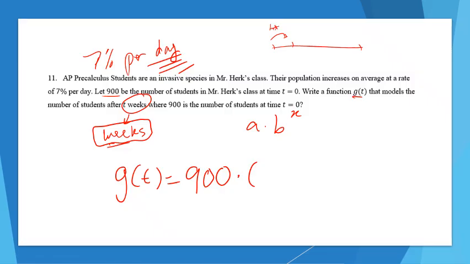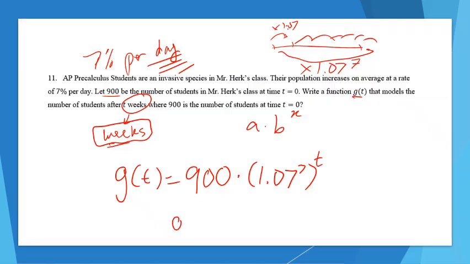So let me do that here. Each day we multiply by 1.07, and you're doing that 7 times over the course of a week. So then over the course of 1 week, you're basically multiplying it by 1.07 to the power of 7. So that is going to be our growth factor. And then to the power of t weeks, we can even rewrite this as g of t equals 900 times 1.07 to the power of 7t, and just move that 7 out and multiply it to t with the exponent rules that we've learned before.